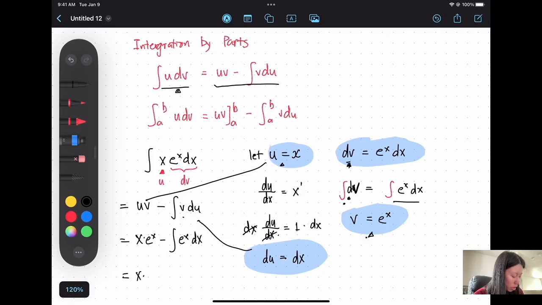Now we just need to integrate the second term of the equation. So this is equal to x e to the x minus e to the x. So now we're done, except for the c. That means the integral of x times e to the x is equal to x times e to the x minus e to the x plus c. Again, if you're not sure if this is your answer, you can just do the checking, right?